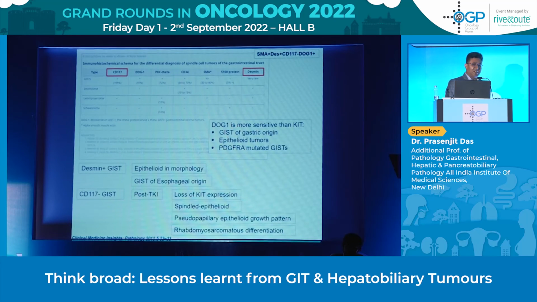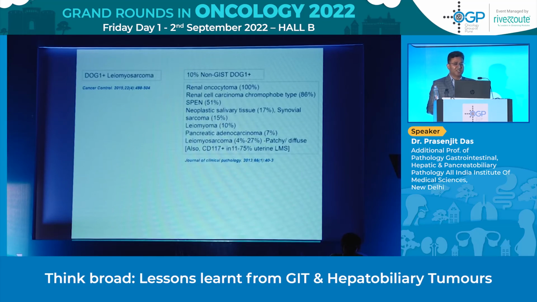If the GIST is epithelioid in morphology, then DOG1 is more sensitive than CD117, and if there is a PDGFR mutation, then also DOG1 is more sensitive. On the other hand, DOG1 positive leiomyosarcoma, actually this is my first experience. I searched the literature because of this dilemma, and I found that many other tumors can be positive for DOG1, like obviously we are using DOG1 because I knew it is 100% positive and I use it for diagnosis also in Spain.